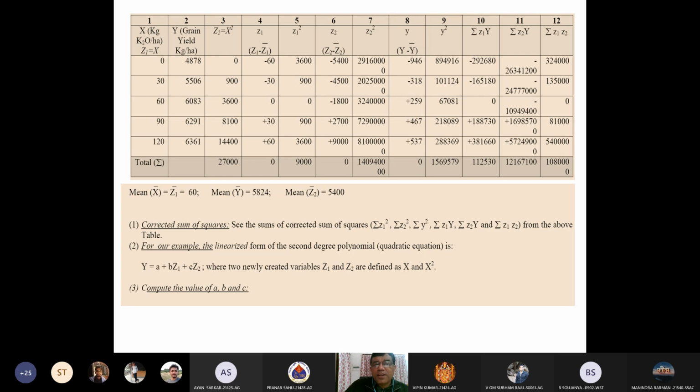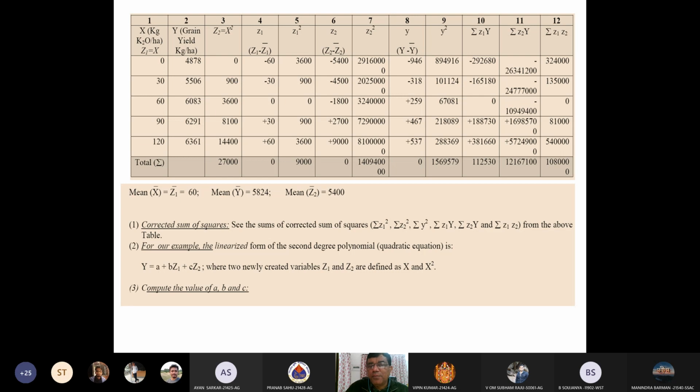Column number 6 is small z2, which is Z2 minus Z2 bar. Your Z2 is column number 3. Take the mean of this, which will be Z2 bar, and then subtract. So you get column number 6. It is self-explanatory, you try to follow it. And then column number 7 is the square of column number 6. Column number 6 can be squared and you get these values.